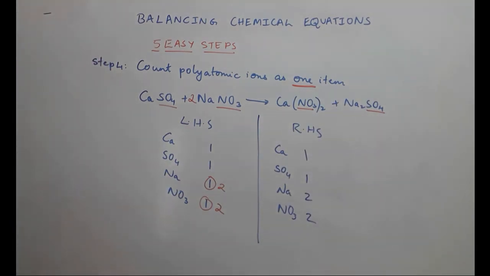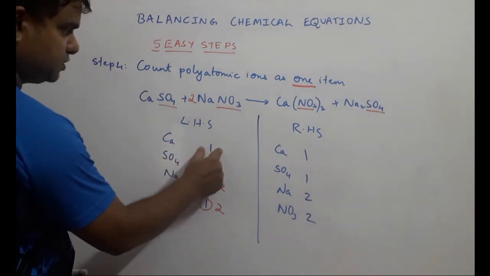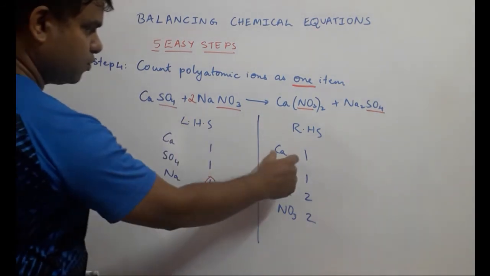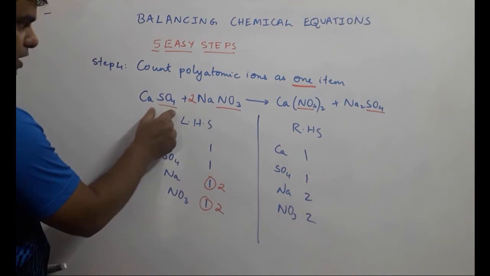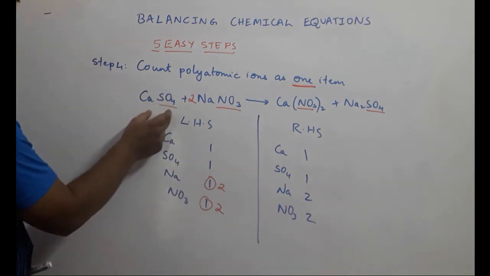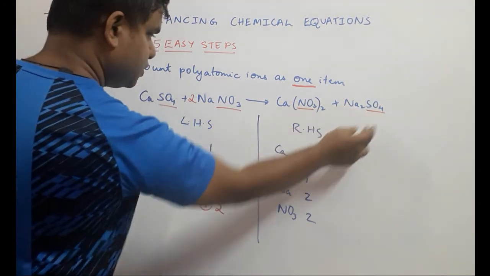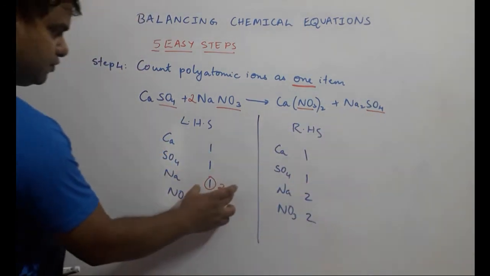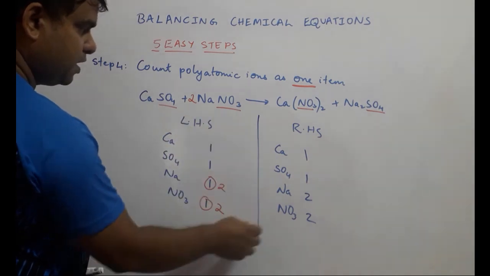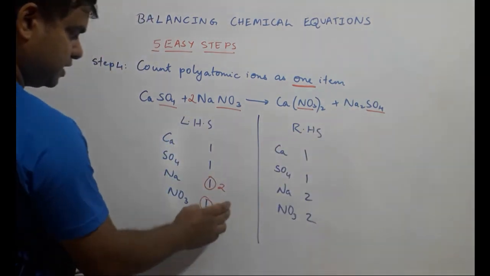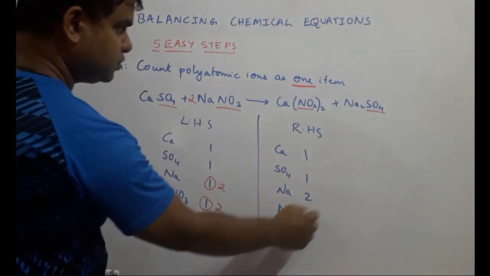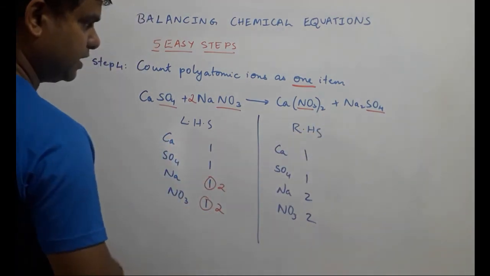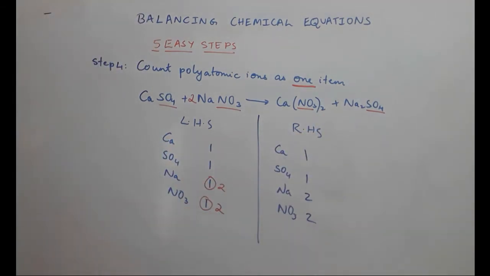Do we need to change anything else? I don't think so, because calcium, there's only 1 atom on the reactant side and 1 on the product side as well. Sulfate, SO4, is 1 on the reactant side and 1 on the product side. And sodium, we have 2 on the left hand side and 2 on the right hand side, and nitrate, we have 2 on the reactant side as well as 2 on the product side. So this is how we balance in case of polyatomic ions.